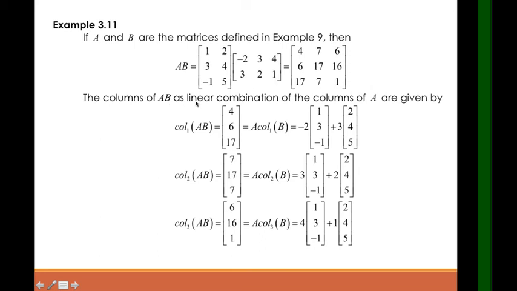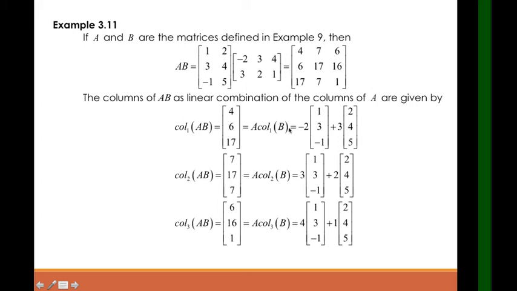The columns of AB as linear combinations of the columns of A are given by column 1 of AB, which is equal to 4, 6, 17. Column 1 is equal to A times column 1 of B, which is negative 2.